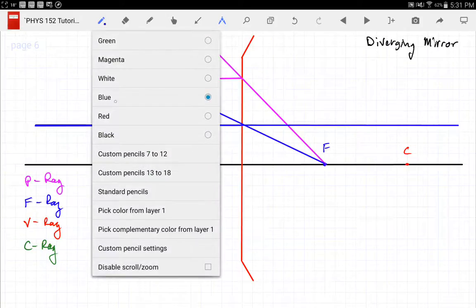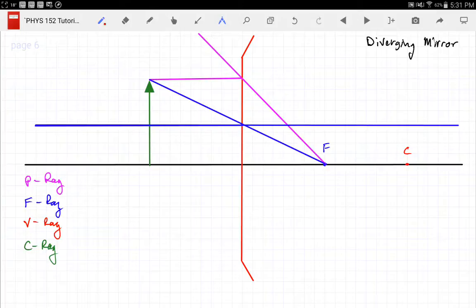For my vertex ray, the vertex ray starts at the tip of my object, goes through the vertex, and when it gets to the vertex, it's going to reflect symmetrically. So count how many up I was. I was 1, 2, 3, 4, 5, 6, 7, 8 boxes up. So 1, 2, 3, 8 boxes down, and the reflection is going to go like this.